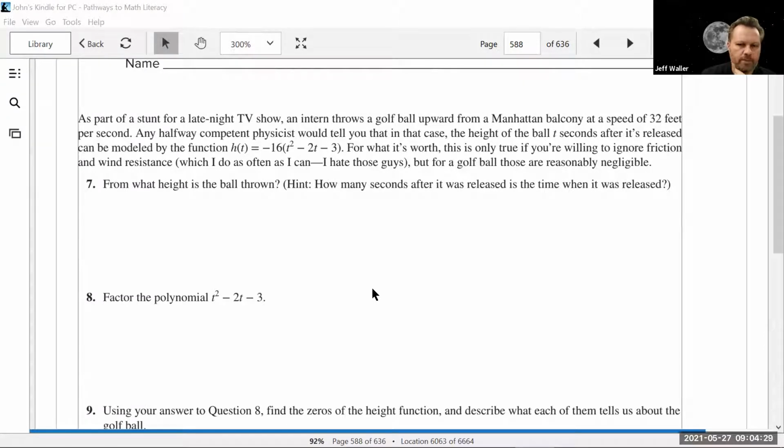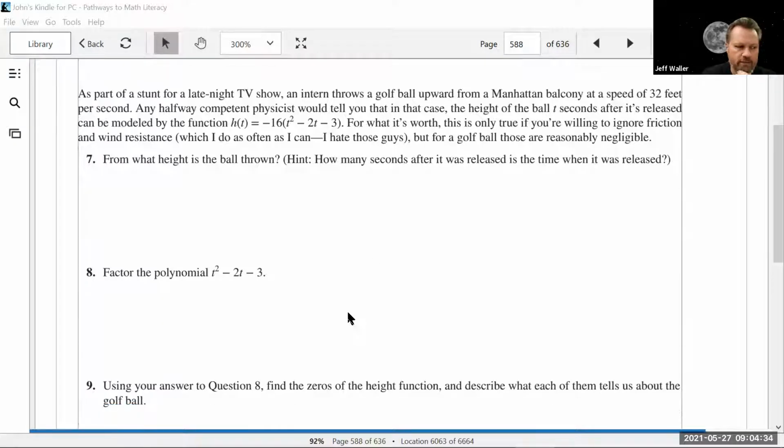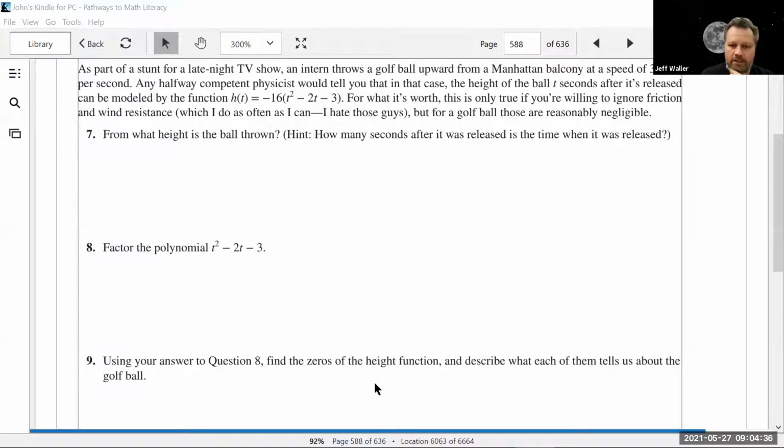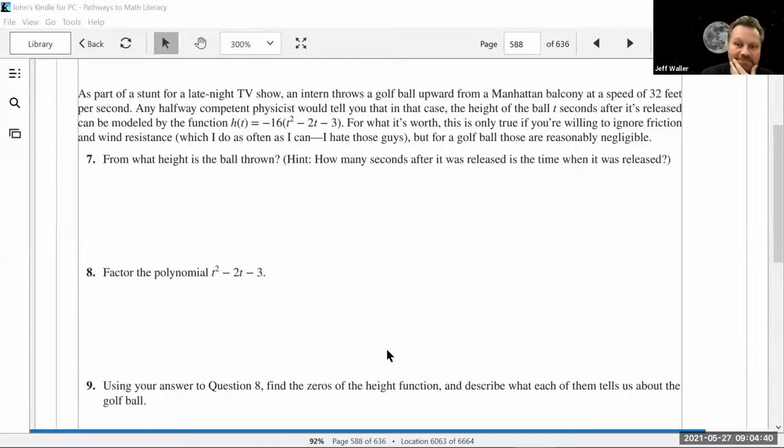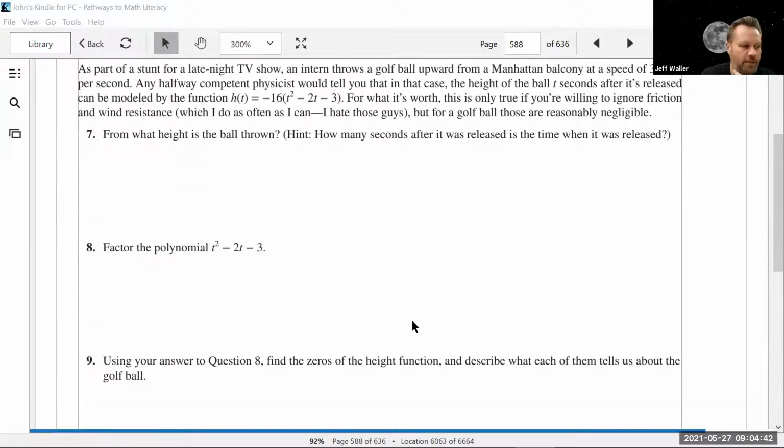I love this problem, by the way, because you're going to get a freaky answer on number 9. You're going to get a negative time. That's definitely good to know. Yeah, so when you get a negative time on number 9, you're doing fine. You should get 1 negative time and 1 positive time.